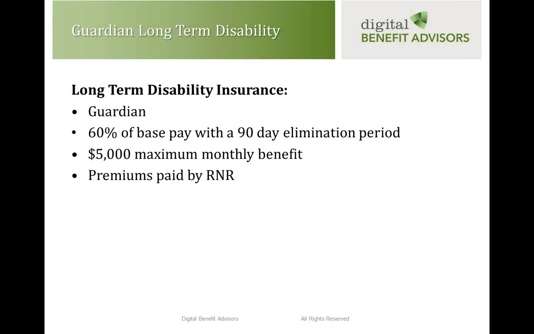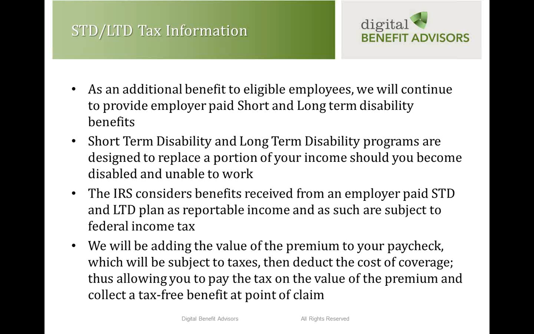Long-term disability insurance is also available. So if you had a short-term disability situation and you ran through that benefit and you were still considered disabled, you would then fall into the long-term disability insurance. And Guardian does have a claims person that would work with you through this process. There's paperwork they need and provider information. Your doctor has to deem you disabled. But upon approval, they would pay 60% of your base pay with a 90-day elimination period. $5,000 is the maximum monthly benefit.